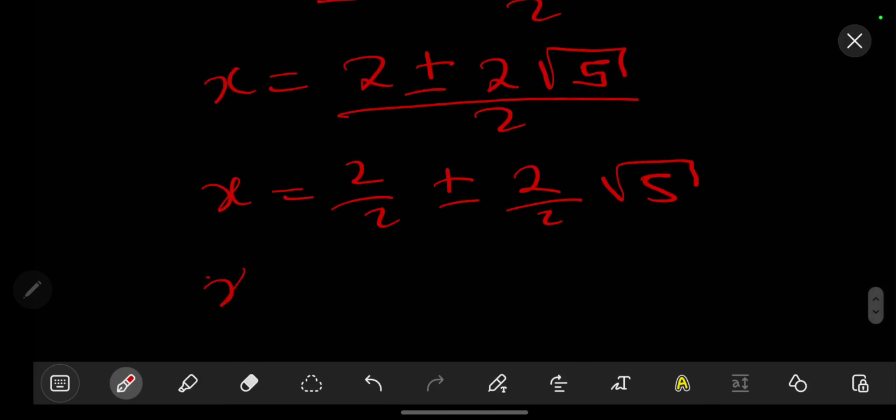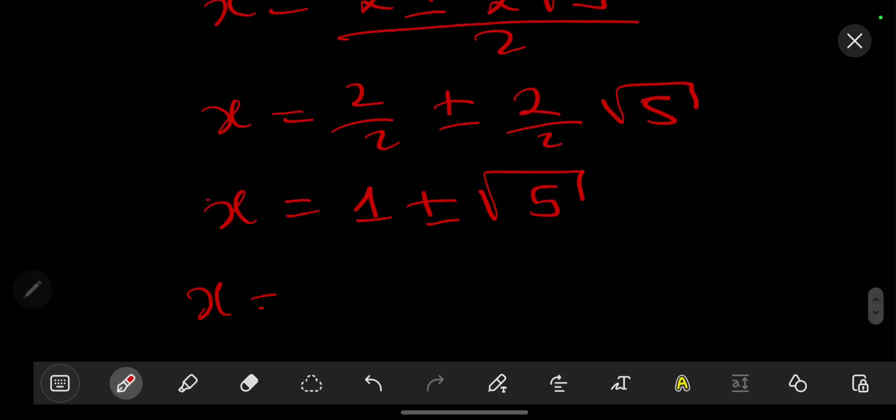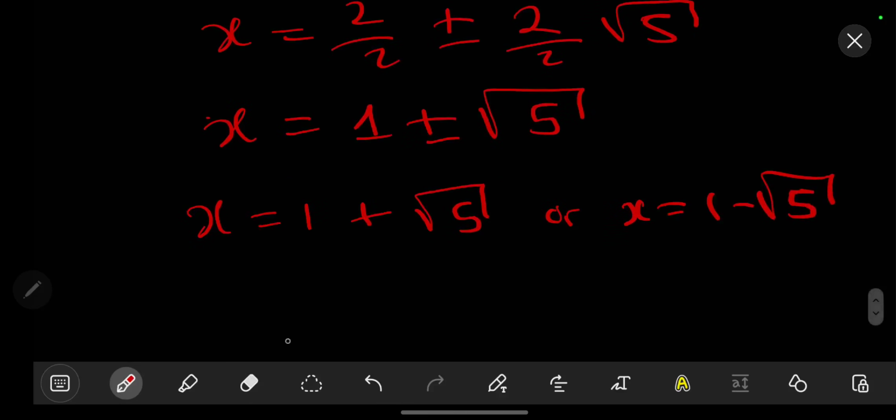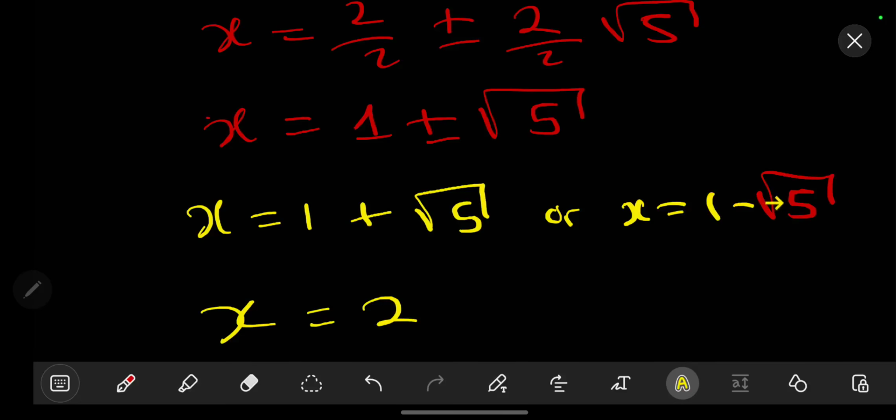What we have is x is equal to 2 divided by 2, which is 1, plus or minus the square root of 5. So it's either x is equal to 1 plus the square root of 5, or x is equal to 1 minus the square root of 5. And also x is equal to 2. So we have found 3 values of x, which is expected of a polynomial of degree 3.